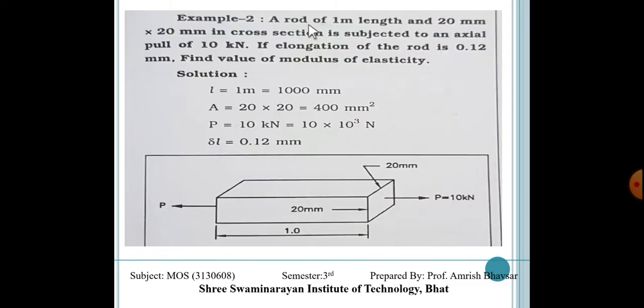Another problem: a rod of 1 meter length and 20 mm by 20 mm dimension is subjected to an axial pull of 10 kilonewton. If the elongation of the rod is equal to 0.12 mm, here delta L is given, find the value of modulus of elasticity. We have to find the value of E. So length is equal to 1000 mm, area 400 mm square, P is 10 into 10 raised to 3 Newton, and delta L we have. So put all into the equations.